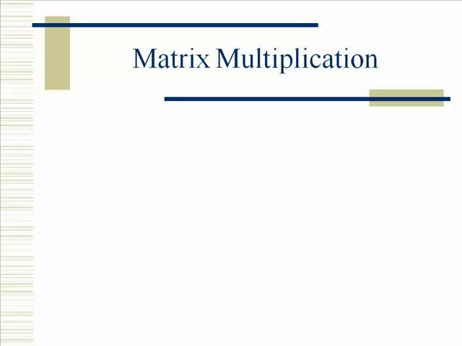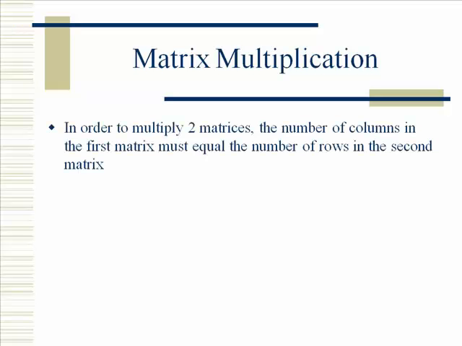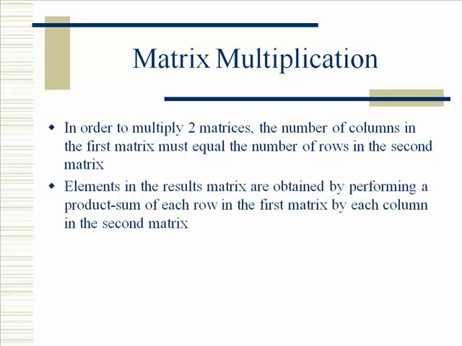Next function is matrix multiplication. Now if we're going to multiply two matrices, there are some rules that we have to follow. The first is the number of columns in the first matrix must be equal to the number of rows in the second matrix. And what you're going to find out is matrix multiplication, A times B does not equal B times A. We'll end up with two very different results.